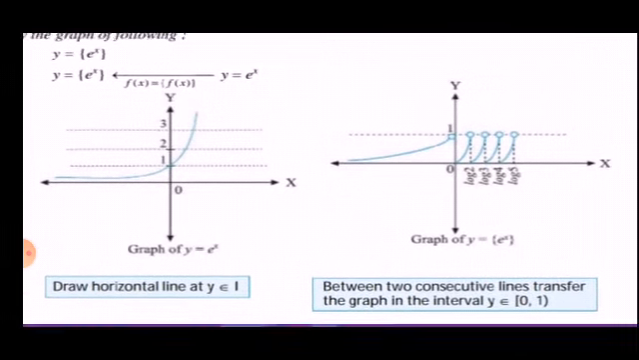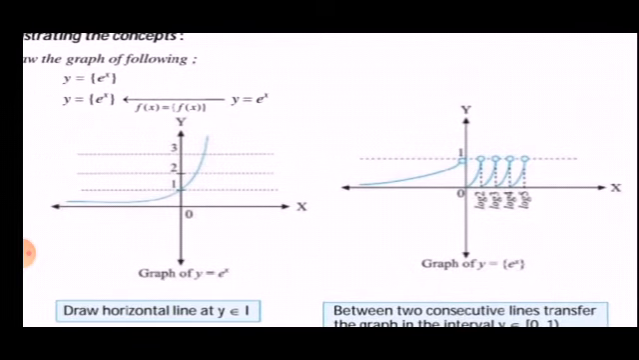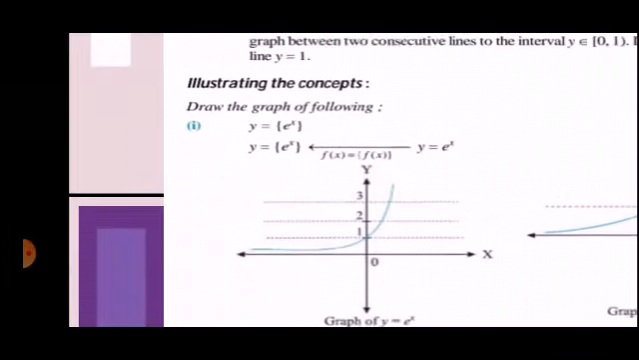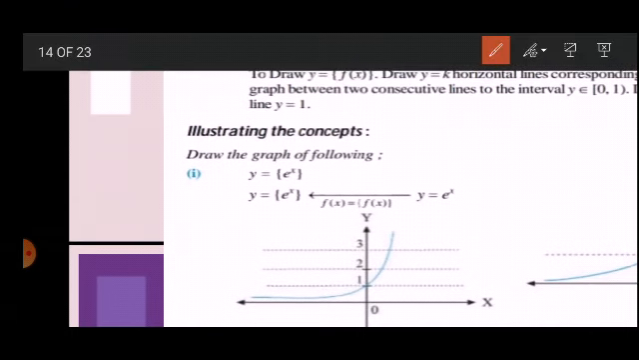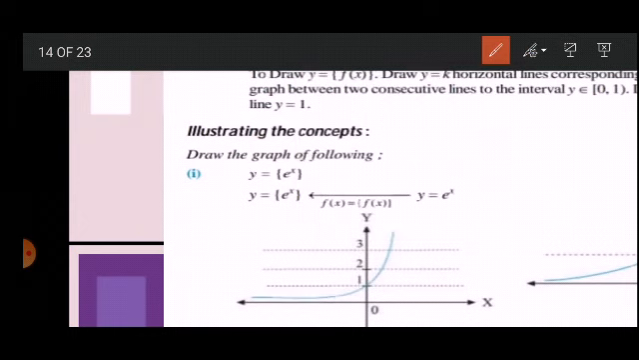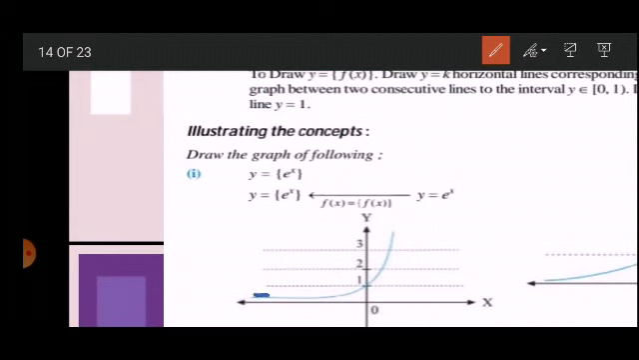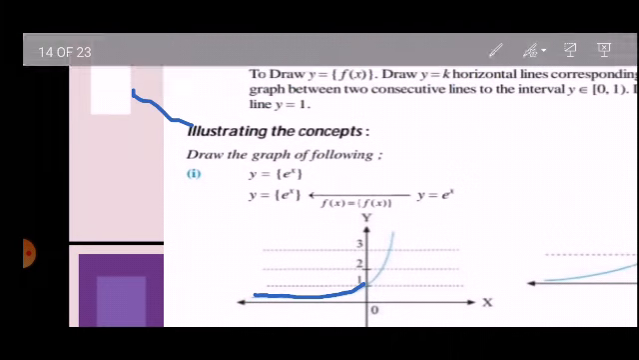Let me see. In the interval between 0 comma 1, if you see, the graph is here. Let me roll out the graph here. This part of the graph is between 0 to 1. Between 0 to 1, if you see, once again, let me dim this. And here, with the blue line, this part is lying between 0 to 1. So here, what we have to do is transfer this graph.